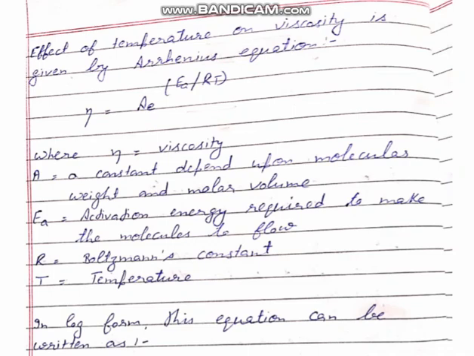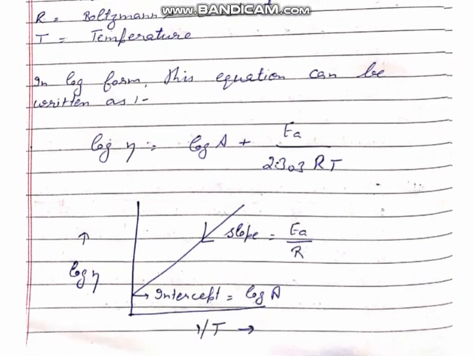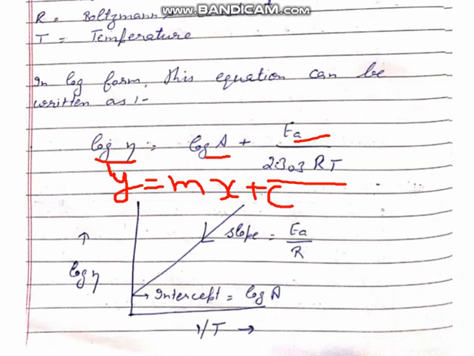If we convert this equation into the log form, then we will achieve an equation that is log eta is equal to log A plus Ea upon 2.303 RT. This equation is written as y is equal to mx plus c. On y-axis log eta is written, and on x-axis 1 upon temperature is written.